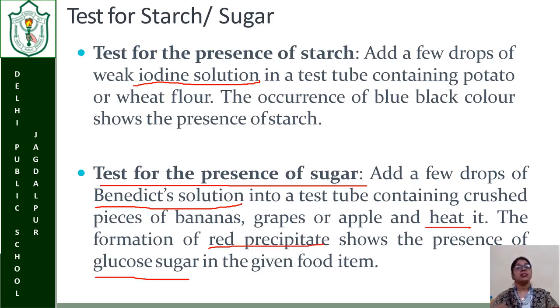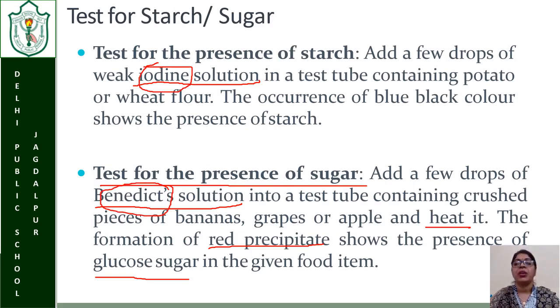Similarly, if you take milk in the test tube and you add Benedict solution in it and then heat, do you think the color will change? No, because milk does not contain sugar in it. So you have understood the test for starch and the test for sugar. Remember, for starch, which solution we take? We take iodine. And for sugar, which solution we take? We take Benedict. Remember forever.